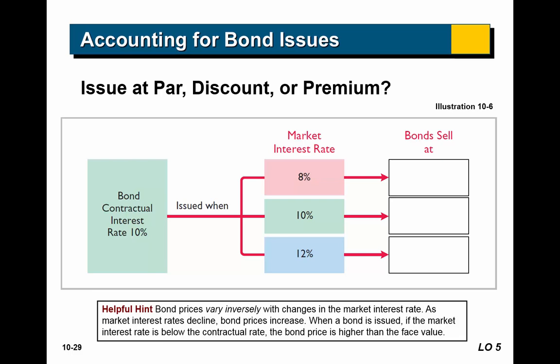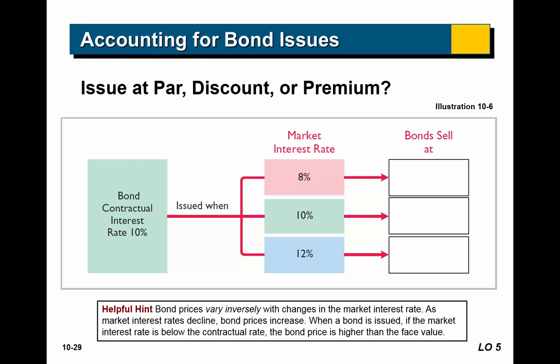But here's what happens. Sometimes between the creation of the bond and the issuance of the bond, interest rates fluctuate, meaning the market interest rate fluctuates. But the bond rate stays the same, because once we create the bond issue, it gets printed on the certificate and it stays. So this bond in this example has a contractual interest rate of 10%. So if it's issued when the market interest rate drops to 8%, think about what's happening here.